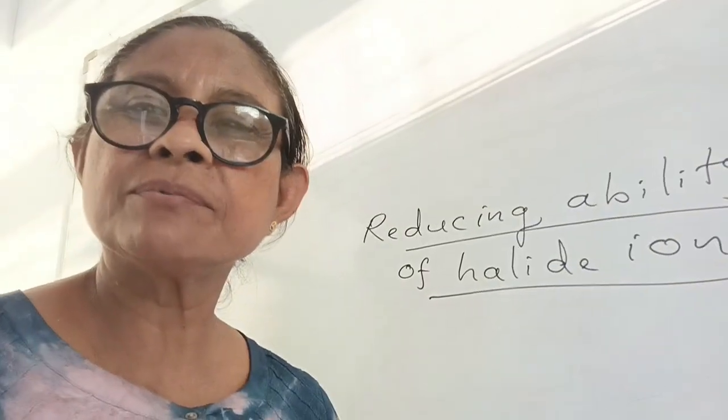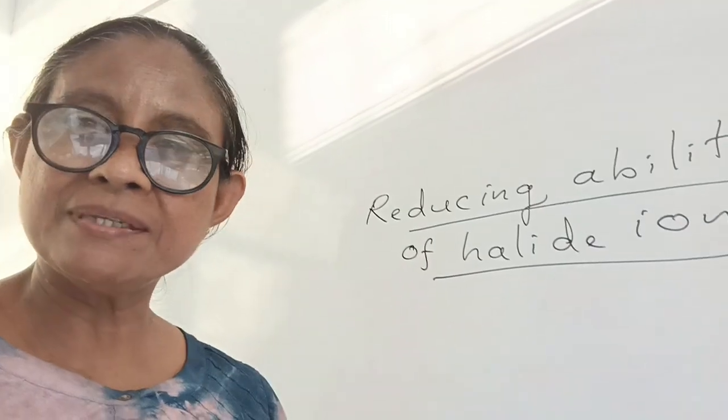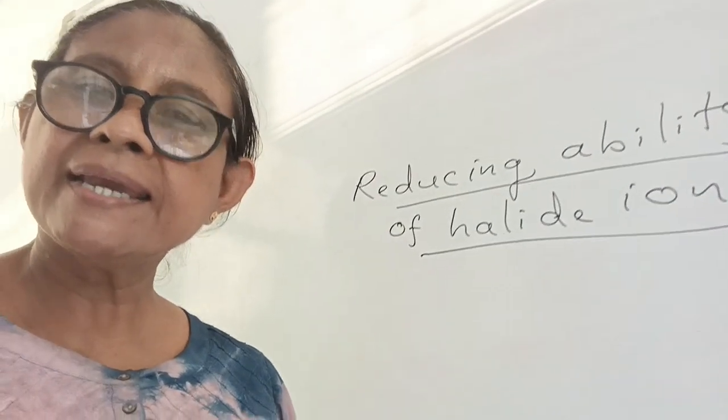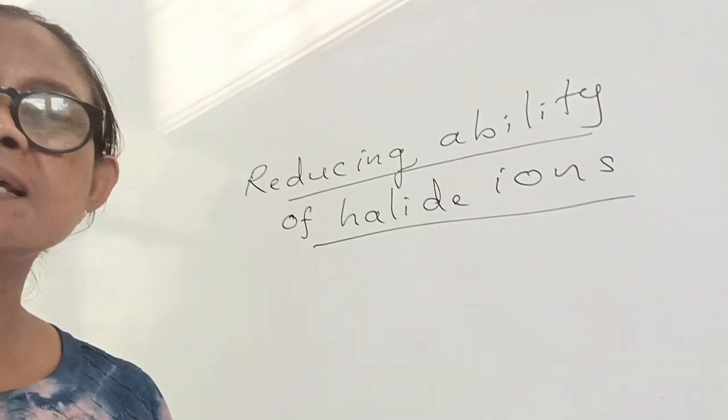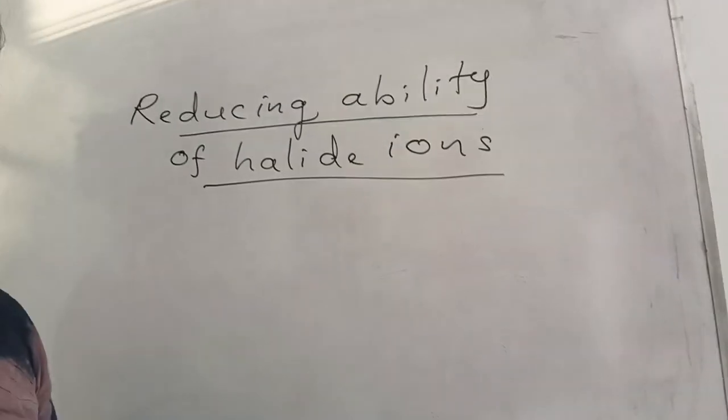In today's video, I'm going to discuss the reducing ability of halide ions. The halide ions most concerned are the chloride, bromide, and iodide ions.